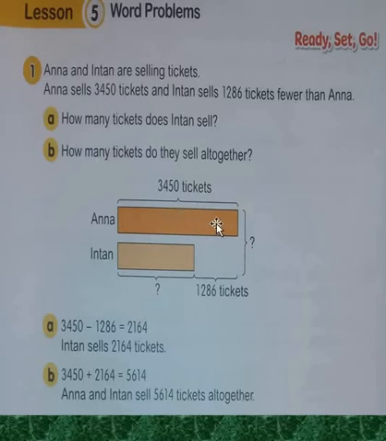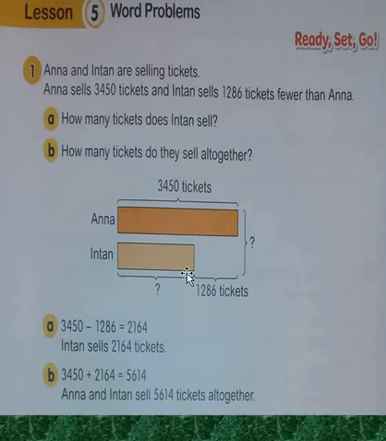That's why over here, if you see the model, we have a longer bar model for Anna because Anna has 3,450 tickets and Intan has less. Why? The clue over here, 1,286 tickets fewer than Anna. This one, we put it over here. You guys understand? So what should we do? Because we are finding the smaller bar over here, the smaller model, means you have to subtract. That's why 3,450, you have to subtract it with 1,286, so you get 2,164.